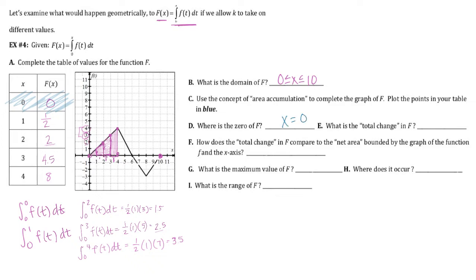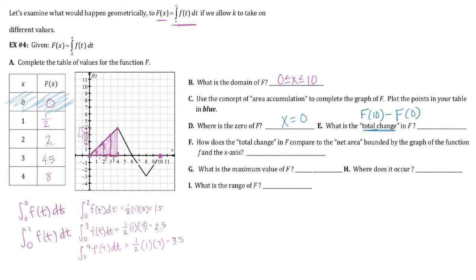Now, what is the total change in f? The total change in f means that we are going to say f started at 0 and it's going to stop at 10. That's your total change. So it's going to look like f at 10, that final value, minus the starting value.